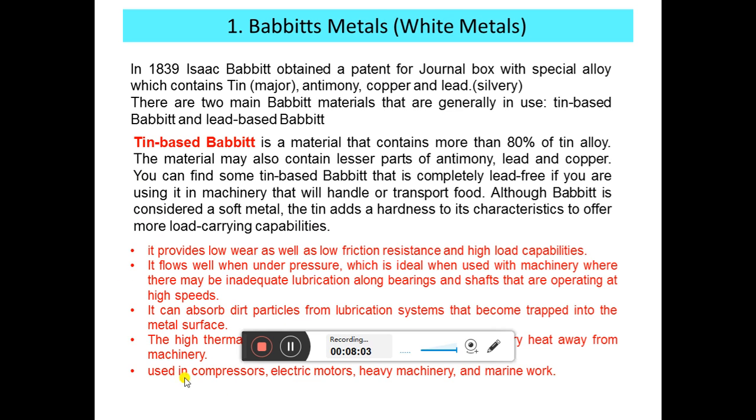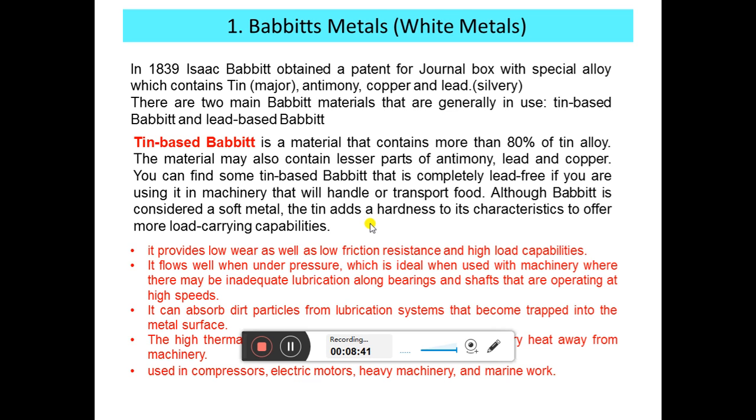the compressor, where we get high pressure air or fluid, and in electric motors, heavy machineries and marine works. Where there is a heavy load, we use this type of material because of its heavy load carrying capability. Is it clear? So this is one type of bearing material. It is a babbitt, a tin based babbitt.